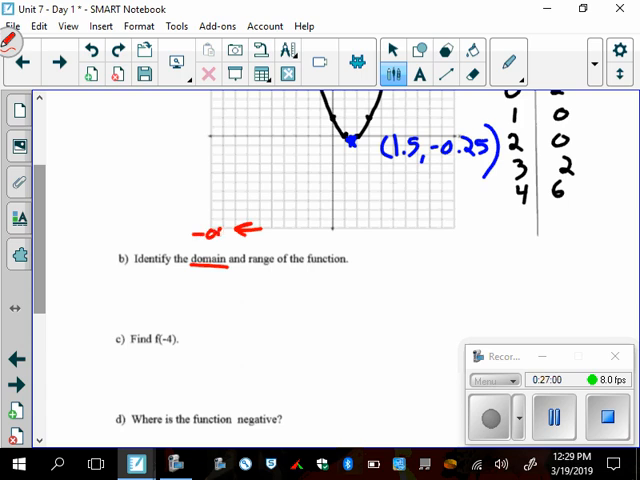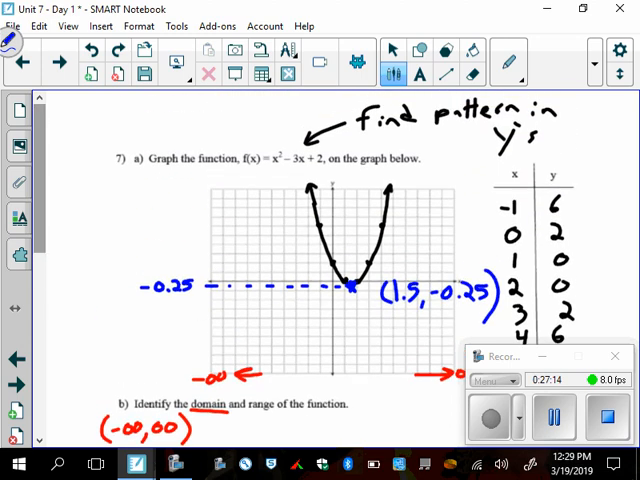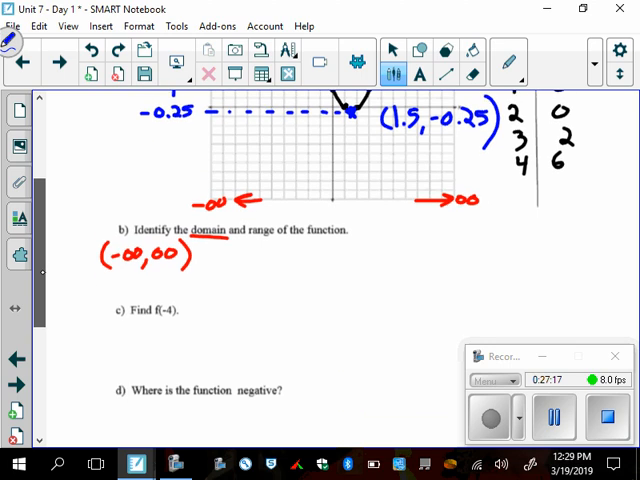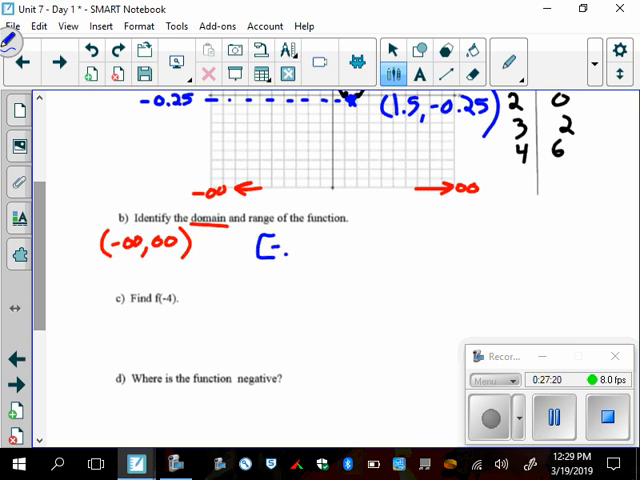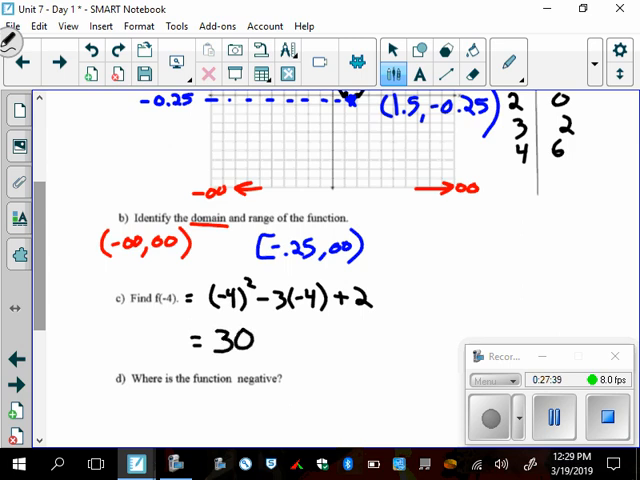Our domain is asking us if this is ever going to stop getting wider to the right and left. And the answer is no. It'll be all real numbers. My range works off the max or the min. So my min is negative 0.25, and then it's going up forever. So my range starts at negative 0.25 and goes to infinity. This says find f of negative 4. You could do negative 4 squared minus 3 times negative 4 plus 2, or you just look for it in the table. The value I got was 30.